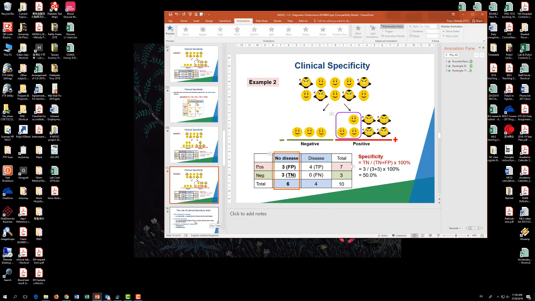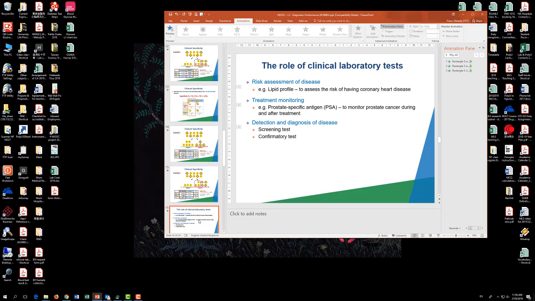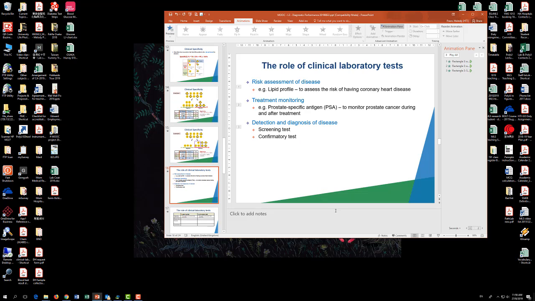So we have to think about the role of a laboratory test. There are 3 major roles of laboratory tests. The first one is risk assessment. For example, the lipid profile is used to assess the risk of getting coronary heart disease. It can also be used to monitor treatment. For example, prostate-specific antigen can be used to monitor prostate cancer during and after a treatment. Most importantly, laboratory tests can be used to detect and diagnose disease.